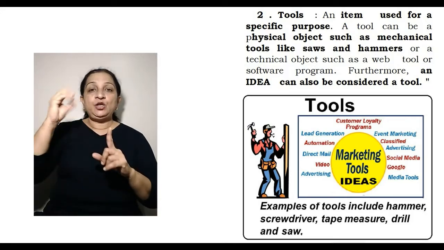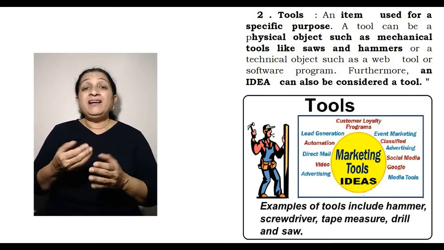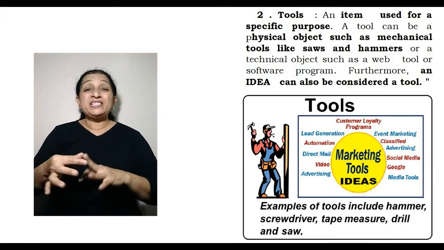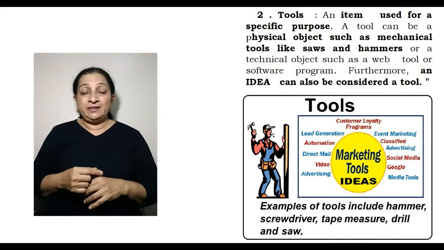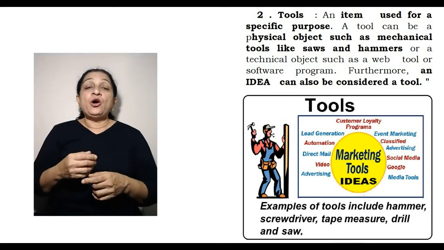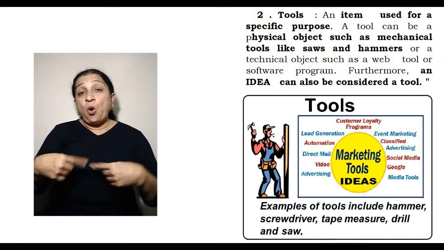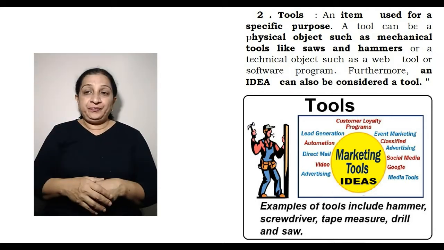First definition, tool. This means it is a thing that is made for a specific use. For example, a hammer, a saw, or a screwdriver. This also may be an idea.